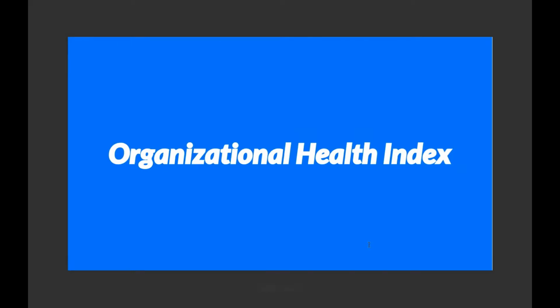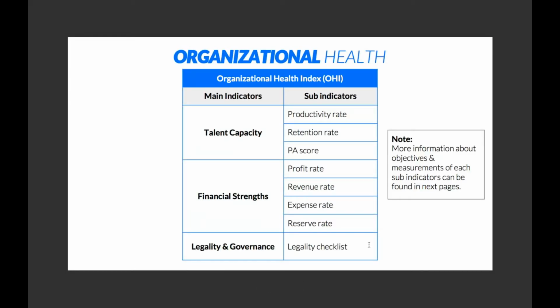For the organizational health index, you can see that there are three key elements. For talent capacity, it is productivity rate, retention rate, and PS score. For financial strength, it is profit rate, revenue rate, expense rate, and reserve rate. And lastly is legality and governance, where we have a legality checklist.